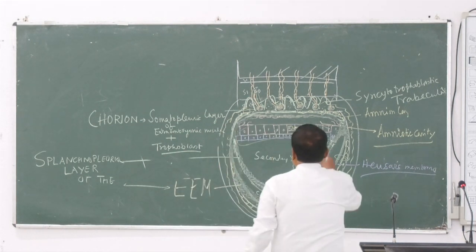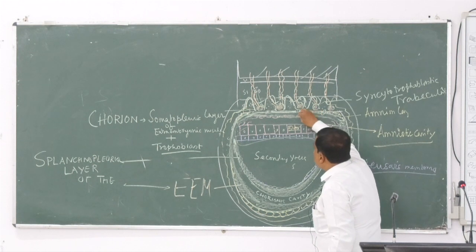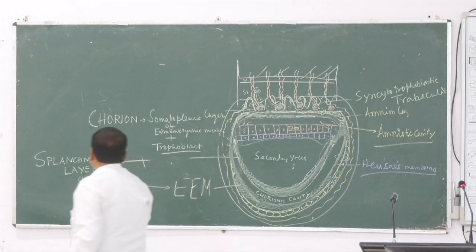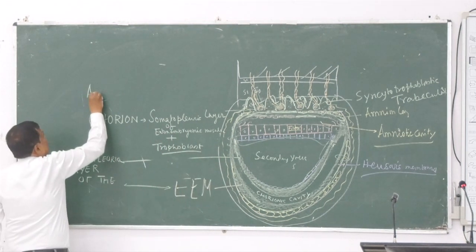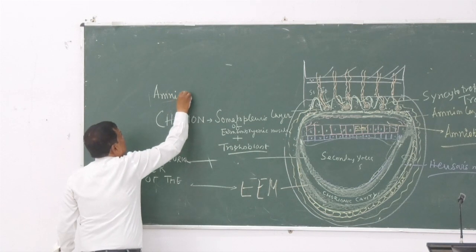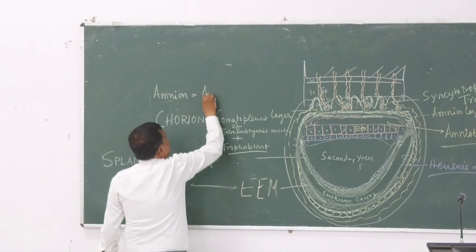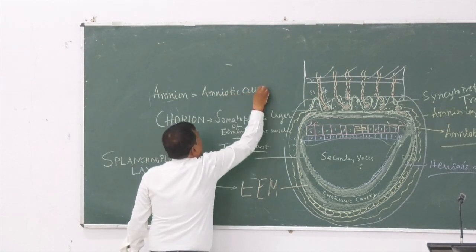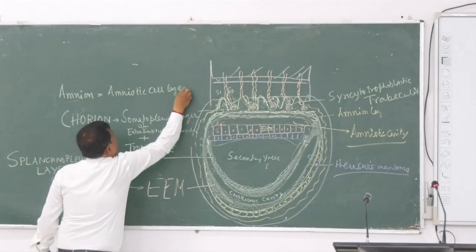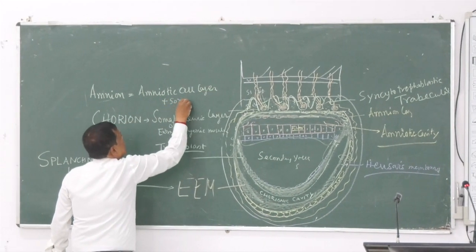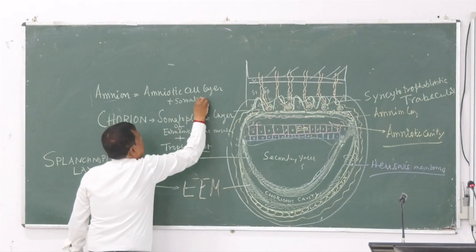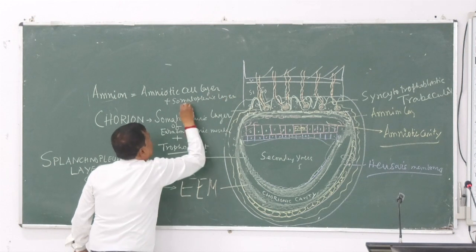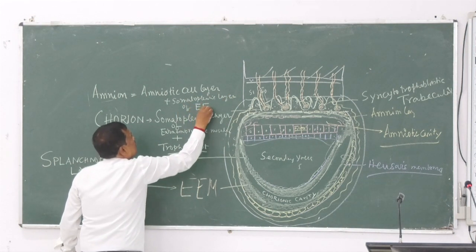Amniotic cell plus somatopleuric layer of the extra embryonic mesoderm is amnion.